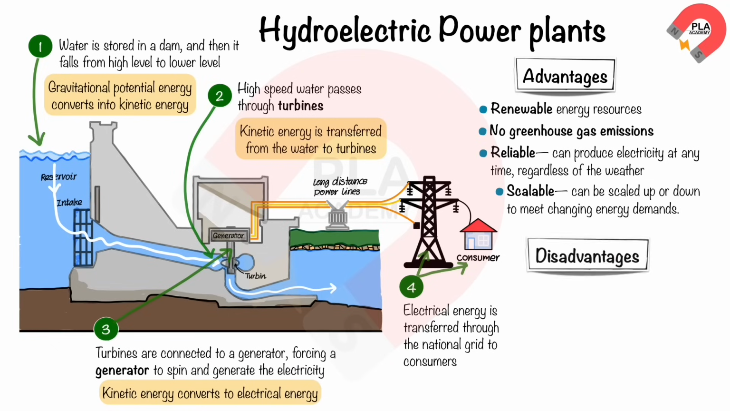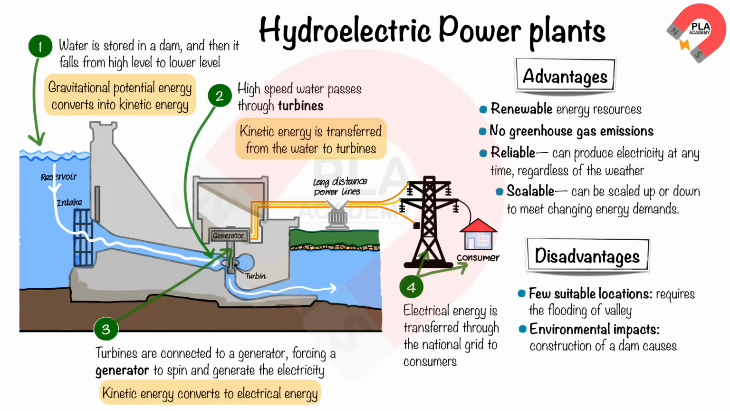Here are some of the disadvantages of hydroelectric power plants. Few suitable locations. A hydroelectric power plant usually requires the flooding of a valley by building a big dam. Environmental impacts. The construction of hydroelectric power plants can have a significant environmental impact, such as flooding and habitat destruction. Economic impacts. The construction of hydroelectric power plants can be expensive.